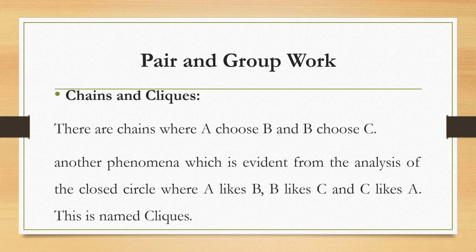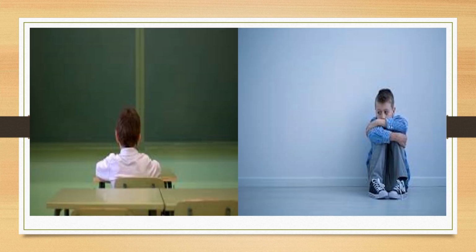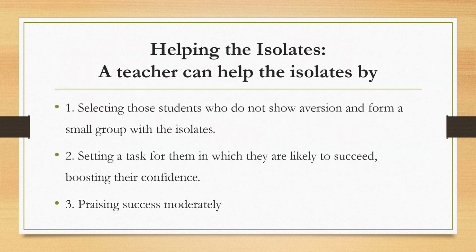And the last is chains and clings. Now whenever two students are friends of each other, for example A is a friend of B and B is a friend of C, so ultimately A is indirectly a friend of C. So all that kind of chains form whenever two students meet each other, so that comes in the chains and clings category. So there are chains where A chooses B and B chooses C. Another phenomenon which is evident from the analysis is the closed circle where A likes B, B likes C, and C likes A. This is called clings.